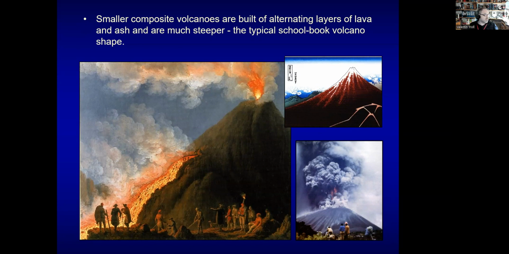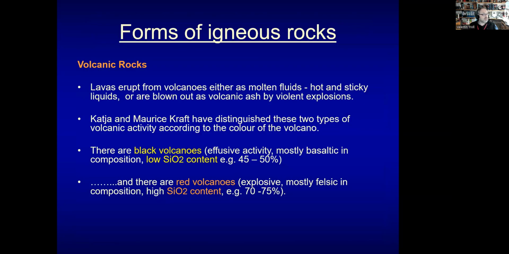So here is Vesuvius, for example, in an old drawing, but also Fujiyama and various other volcanoes. These are the typical cone-shaped volcanoes. They are made of multiple layers and successive eruptive events, not single eruptive events, and they are building up over time.